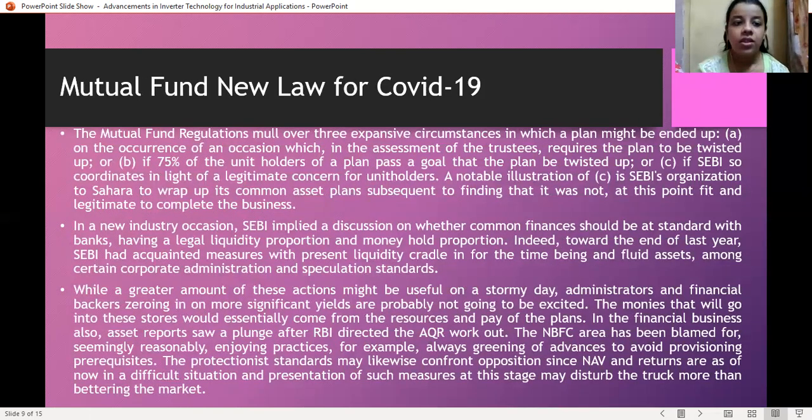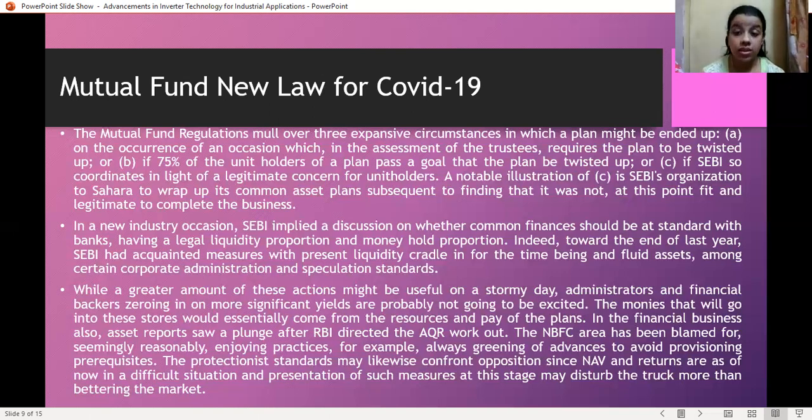Mutual fund laws have been coming out, and the mutual fund regulations provide three broad circumstances in which a plan may be wound up. A. On the occurrence of an event which, in the opinion of the trustees, requires the plan to be wound up. B. If 75% of the unit holders of a plan pass a resolution that the plan be wound up. C. If SEBI so directs in the interest of unit holders. A notable illustration of SEBI's direction: Sahara wound up its mutual fund plan after finding that it was no longer fit and proper to carry on the business. In a recent industry event, SEBI initiated a discussion on whether mutual funds should be at par with banks, having a statutory liquidity ratio and cash reserve ratio.